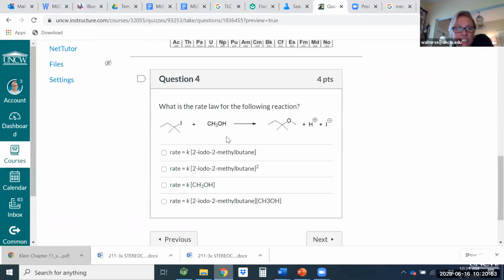Okay. This is the rate law. You need to recognize that this is a substitution. So even though this is a weak nucleophile, this is a tertiary substrate, so it's going to go in a two-step reaction by forming the carbocation. So it's an SN1 reaction, and only the substrate will be found in the rate law. So the rate equals k times 2-iodo-2-methylbutane.